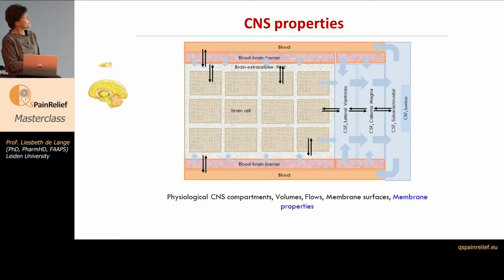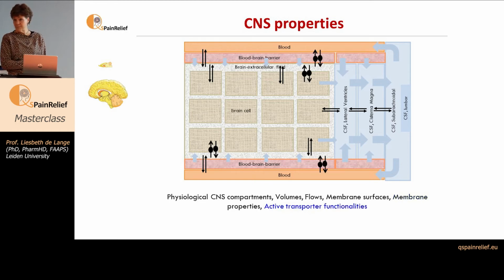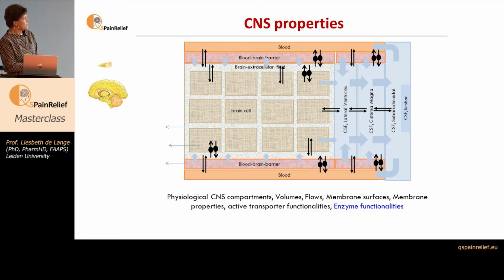We can have, of course, also active transport, not only at the level of the blood-brain barrier, but also at the level of the brain cells that we need to take into account. So the active transport part. And we also have enzyme functionalities, because some drugs are converted in the brain, so it can be extracellularly, it can be intracellularly, but sometimes even at the blood-brain barrier. So that is all the aspects that we need in terms of a map.